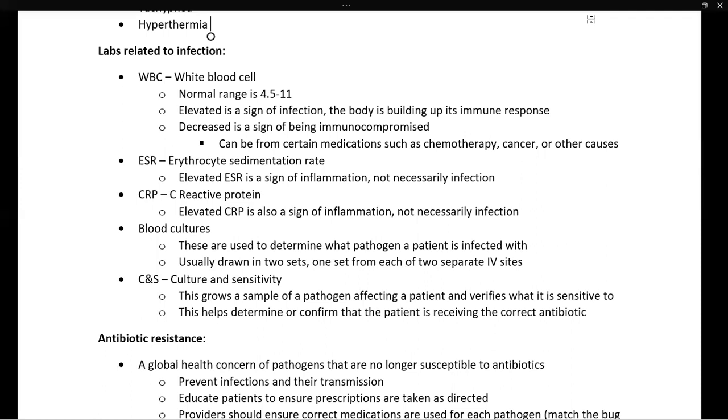Next, we have culture and sensitivity. This is another lab test, also referred to as a C&S. This is where we grow a sample of the pathogen in the lab, and we determine what this pathogen can be killed by. By determining this, we can make sure that whatever pathogen this patient is infected with, we now know for certain, based on their C&S testing, that, for example, amoxicillin will kill this pathogen.